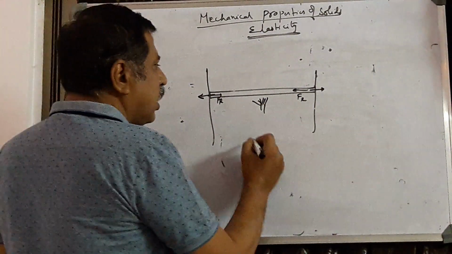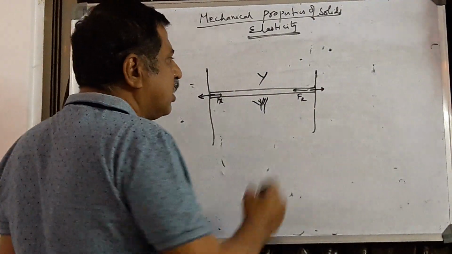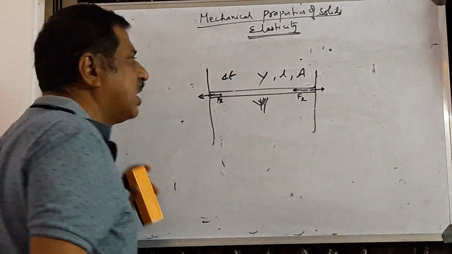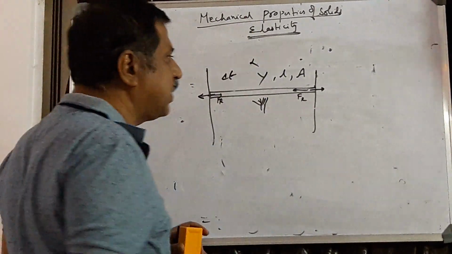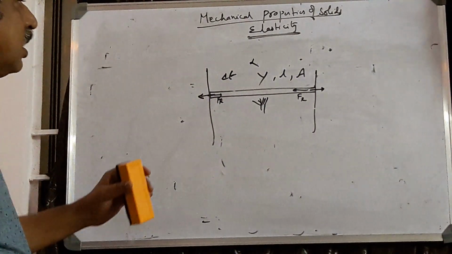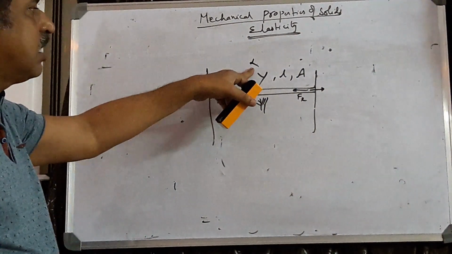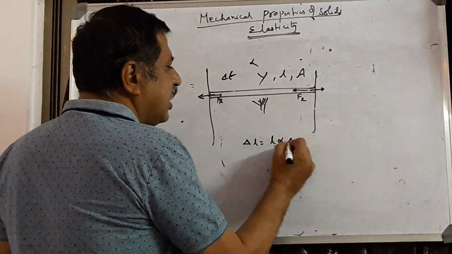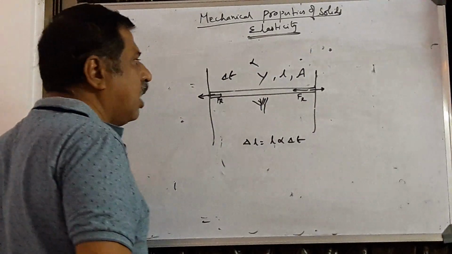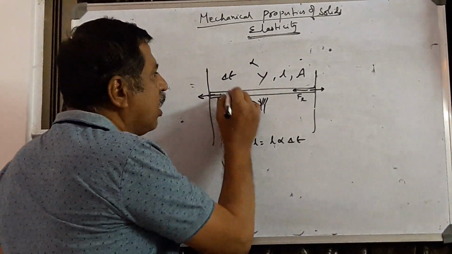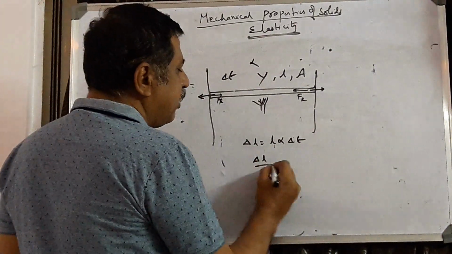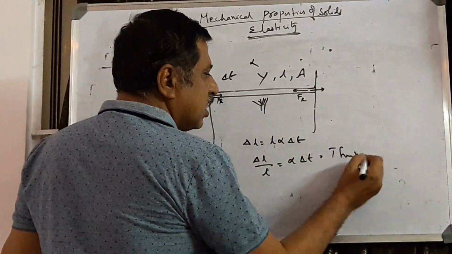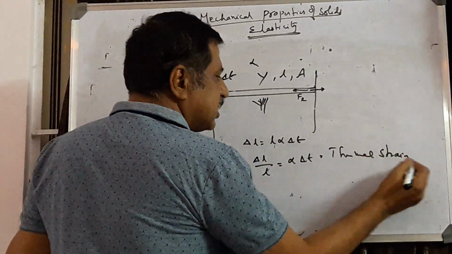Now, Y is the Young's modulus of the rod, the length of the rod is L, A is the area of cross section, the increase in temperature is delta T, and the temperature coefficient of linear expansion of the rod is alpha. Then the increase in length of the rod is L alpha delta T. Now we write it as delta L by L is equal to alpha delta T. It is the thermal strain.